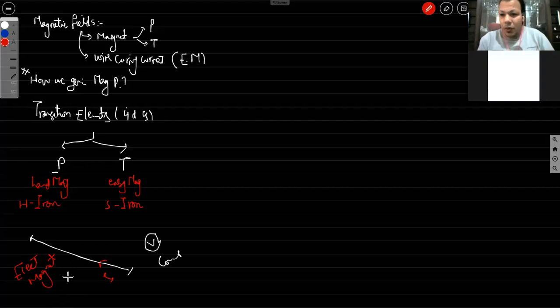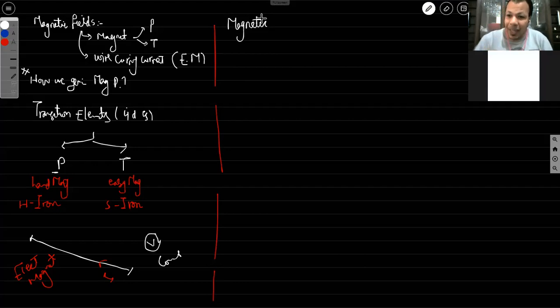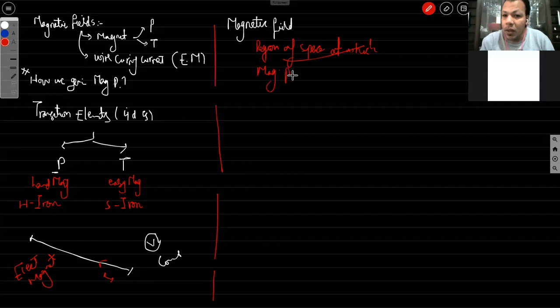So what is the meaning of the magnetization or magnetic field around each one of them? This is the first thing I want to take: the meaning of magnetic field. As with any field, we said that the field is the space or area around an object at which this property appears. So if we say magnetic field, it will be a region of space at which the magnetic property appears.